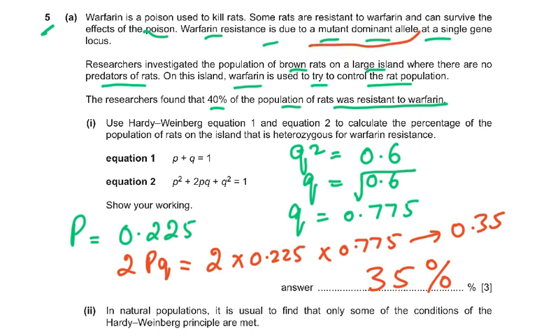Now resistance is due to a mutant dominant allele. So this would be p squared. P squared will be 40% or 0.4. And so we are left with q squared. So q squared is 0.6 or 60%. Then of course you find the square root of 0.6, which is 0.775. But the question says find the percentage of heterozygous. So heterozygous would be 2pq. So 2 times 0.225 times 0.775 is 35.35, and that's 35%.